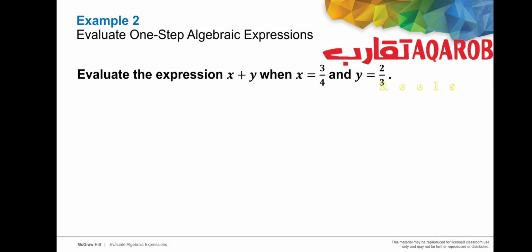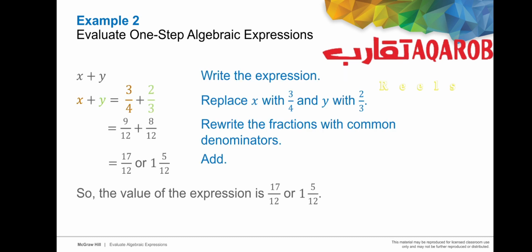Now, what if I have x plus y, and I want you to evaluate it, if you know that x is equal to 3 over 4 and y is equal to 2 over 3? So what's the operation here? It's addition. I will add 3 over 4 and 2 over 3. You can find the same denominator, the LCD. After you find the same denominator, you can just add them. You know how to find the same denominator.